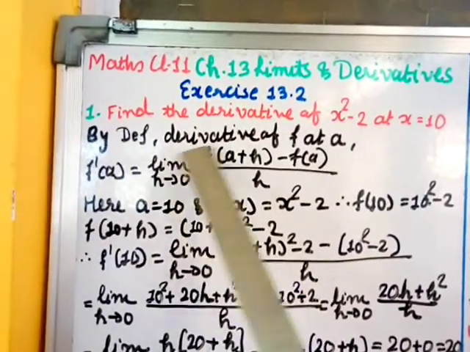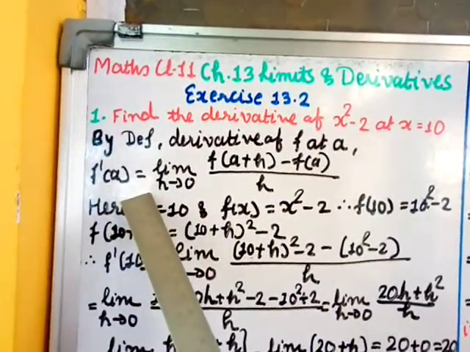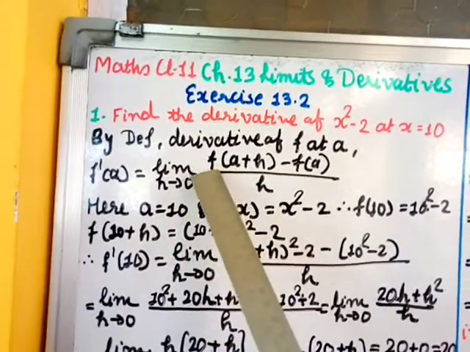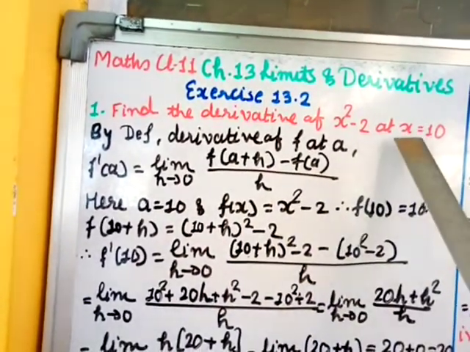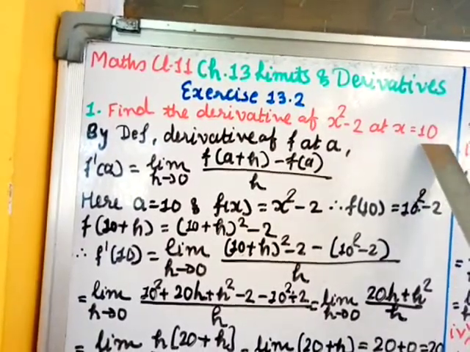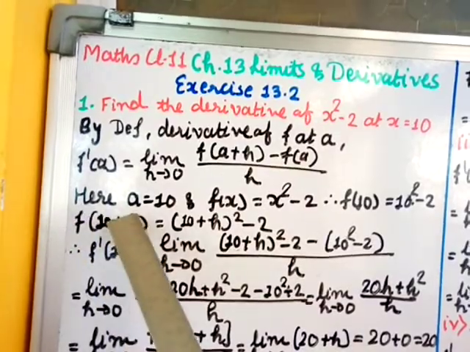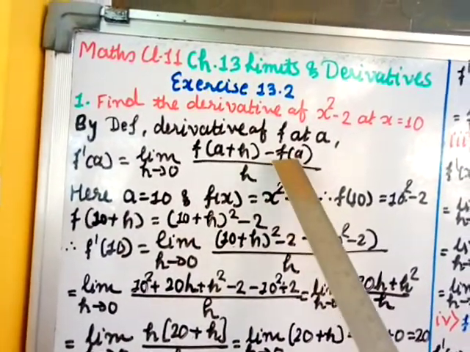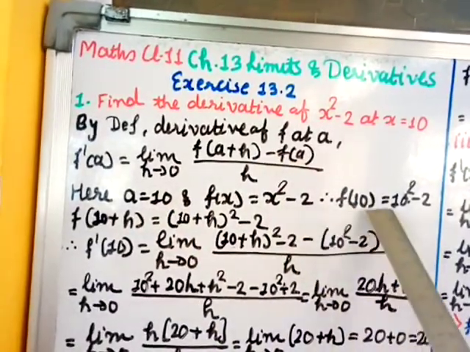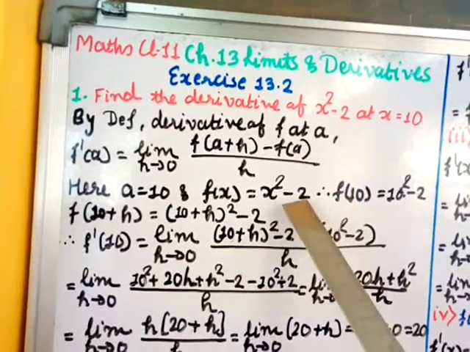Now by definition, the derivative of a function f at a is given as f dash a equal to limit h tends to 0 of f of a plus h minus f of a, by h. Here they have given us x is equal to 10, that is the value a, and this is the function f x. So we can say a is equal to 10 and f x equal to x square minus 2. Now we have to find f of a, that is f of 10. So f of 10 equal to, put in this value wherever there is x, 10. So 10 square minus 2.